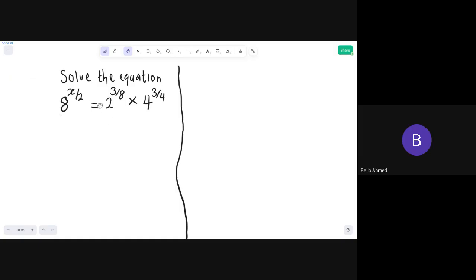Please, this is an equation because of this equal to. Please don't solve it like you're solving an expression. Some students are very funny.